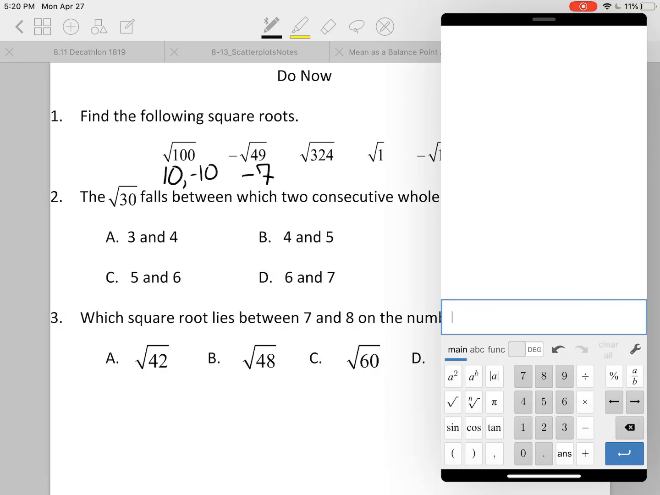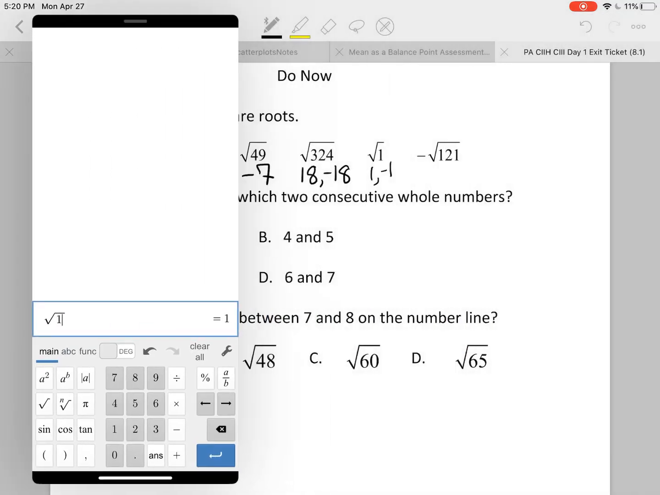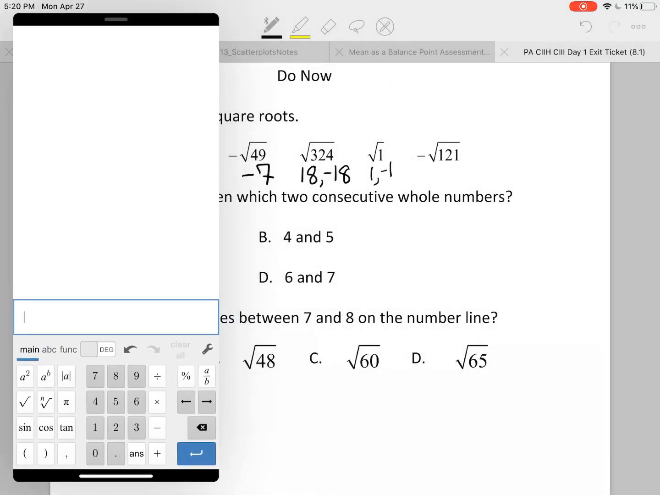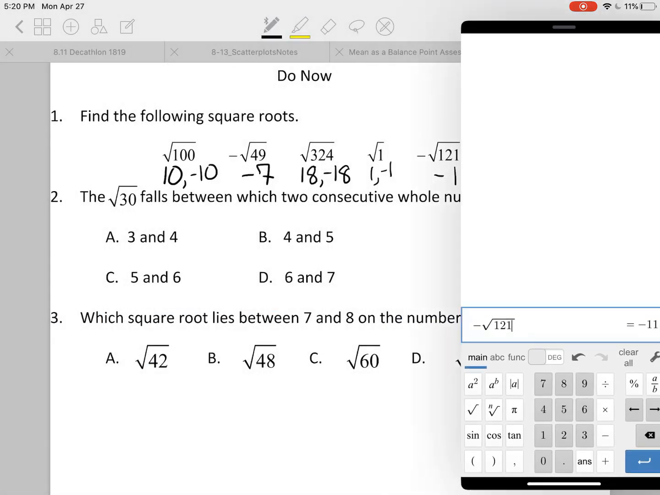For the square root of 324, we have 18. We could also say negative 18. For the square root of 1, we can say 1 or negative 1. The last asks us specifically for the negative square root. So the negative square root of 121 is negative 11.